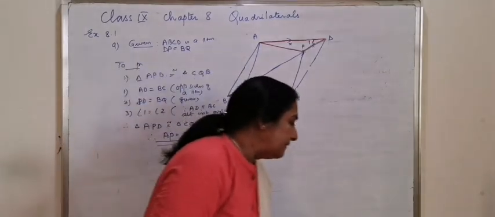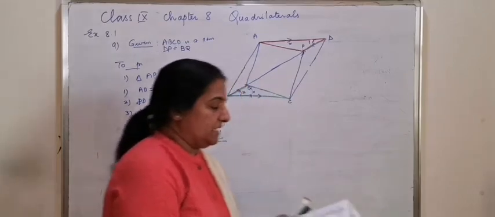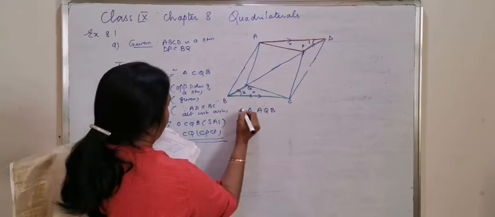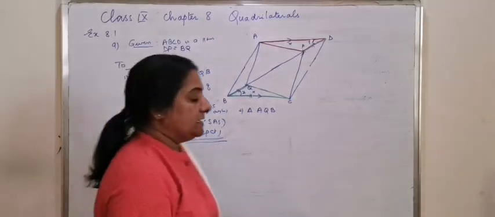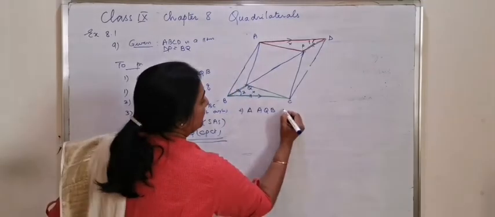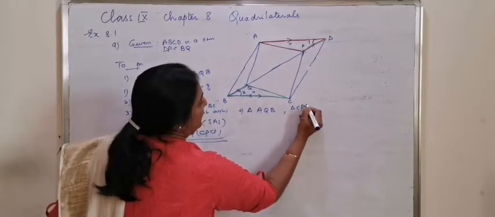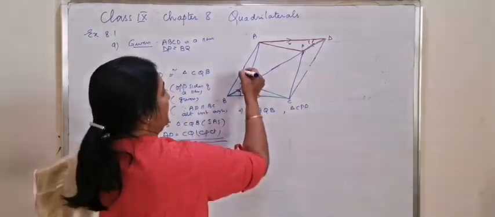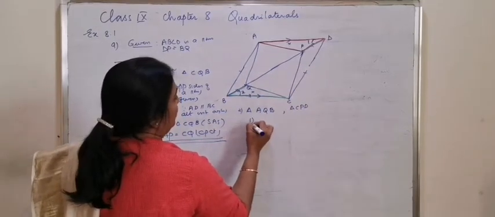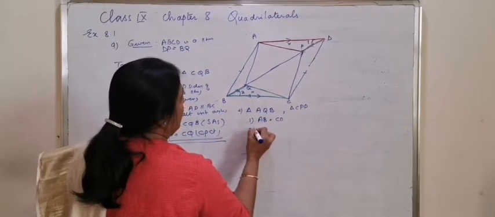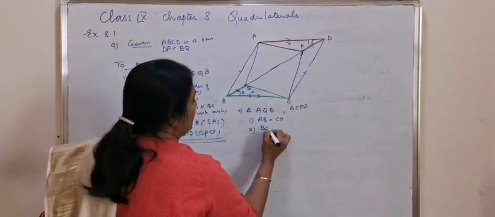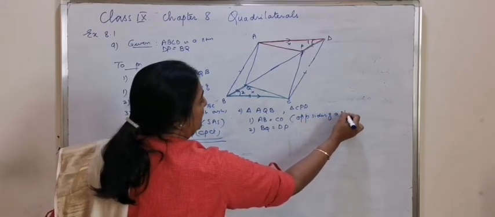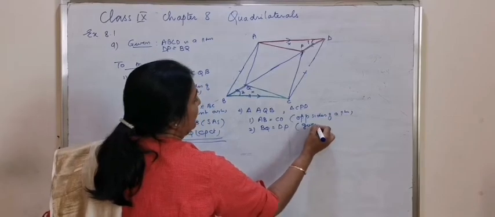Similarly, the second pair: triangle AQB and triangle CPD. A similar method: number 1, AB is equal to CD, opposite sides of a parallelogram. Number 2, BQ is equal to DP, which is a given condition.